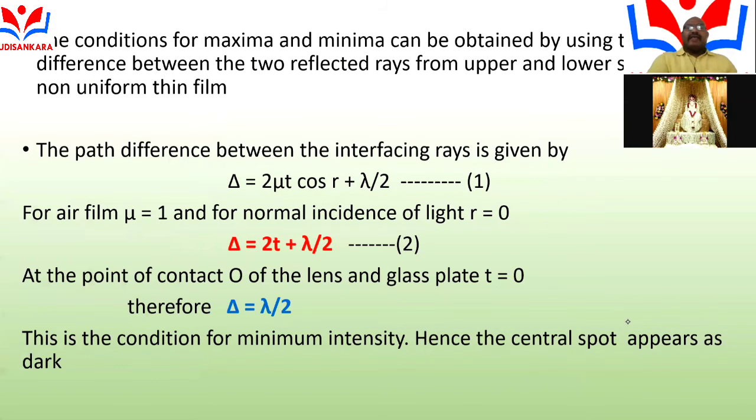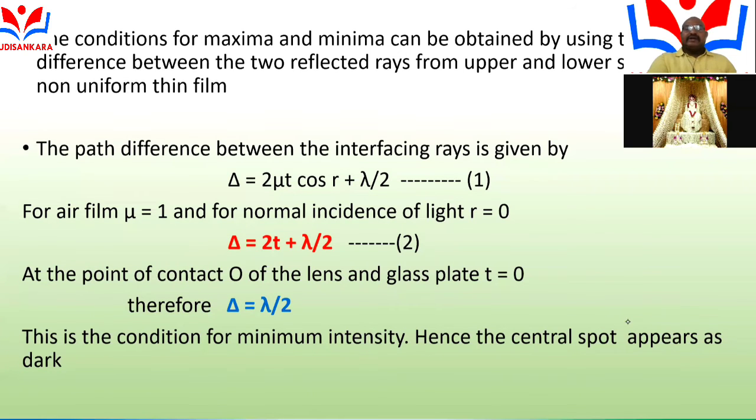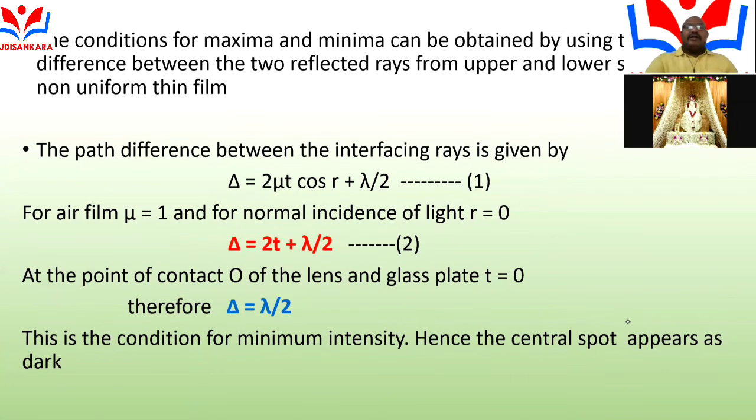The condition for maxima and minima can be obtained by using the path difference between the two reflected light rays from the upper surface. According to yesterday's class, the path difference for the interference of light is 2 mu t cos r plus lambda by 2.